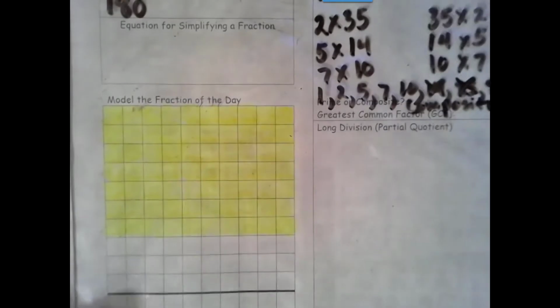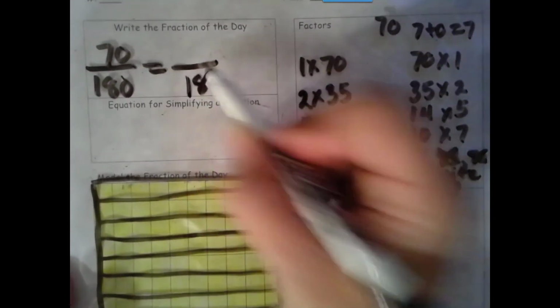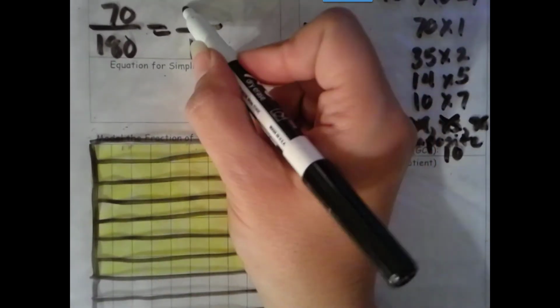Let's go ahead and make our groups of 10. Those are nice and easy. Since each row is in groups of 10 already, I can just show my rows. All right, finally we found our greatest common factor. 10 worked. Yay! So let's count up our total groups of 10. I have 1, 2, 3, 4, 5, 6, 7, 8, 9, 10, 11, 12, 13, 14, 15, 16, 17, 18 total groups. And I have 1, 2, 3, 4, 5, 6, 7 shaded in.